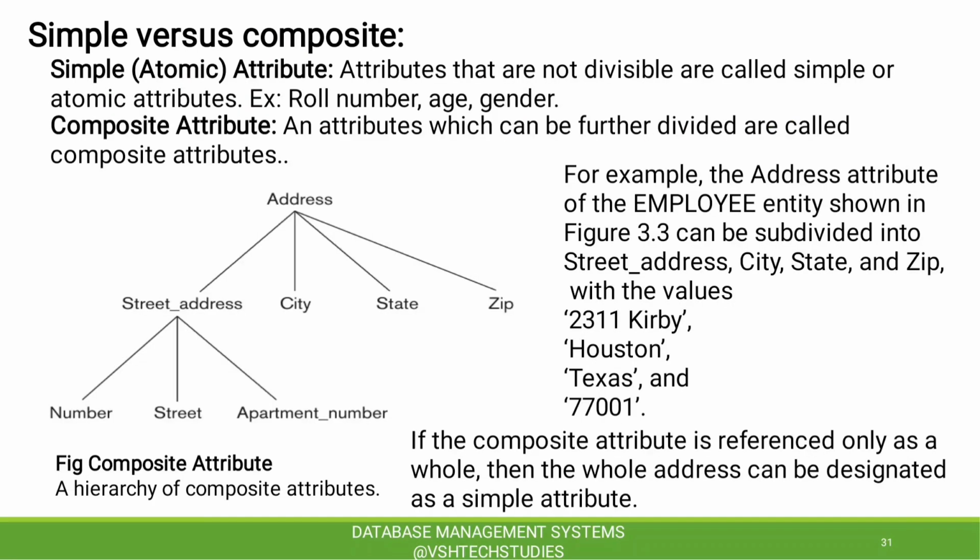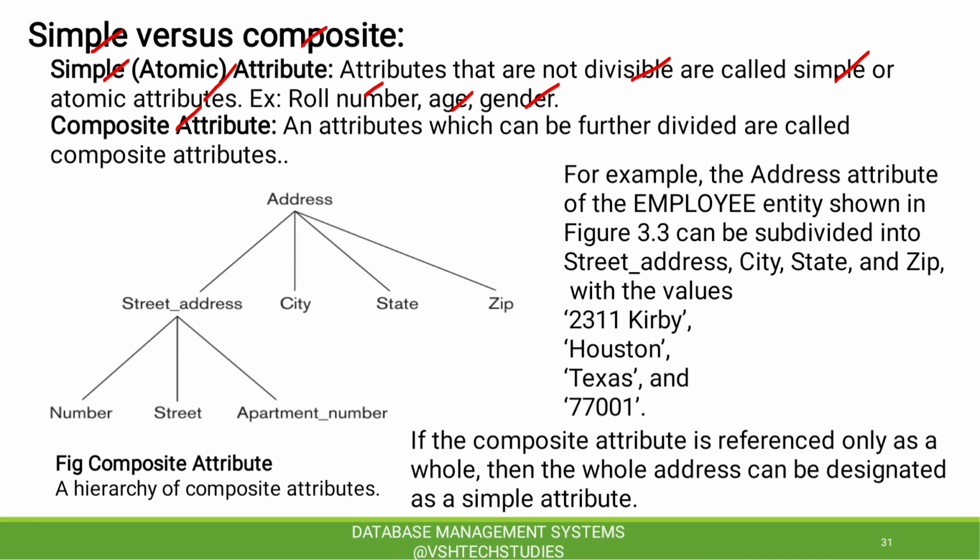First let us know what is simple attribute and composite attribute, and we shall have some discussion on simple versus composite attributes. Simple attribute is also called as atomic attribute. The attributes which are not divisible are called as simple or atomic attributes. For example, roll number, age, gender, these cannot be further divided, so they are called as simple attributes.